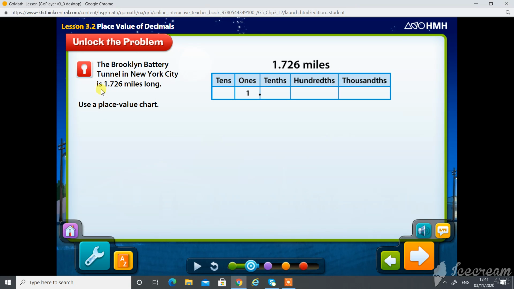So after the point, remember, you will start with tenths. You have to say THS, that is 7 tenths, 2 hundredths, and 6 thousandths. I will say this is 7 tenths, 2 hundredths, and 6 thousandths. So where are you going to put this 7? In the tenths place, 2 in the hundredths place, and 6 in the thousandths place. Okay, girls? Now, decimals are to the right of the decimal point.